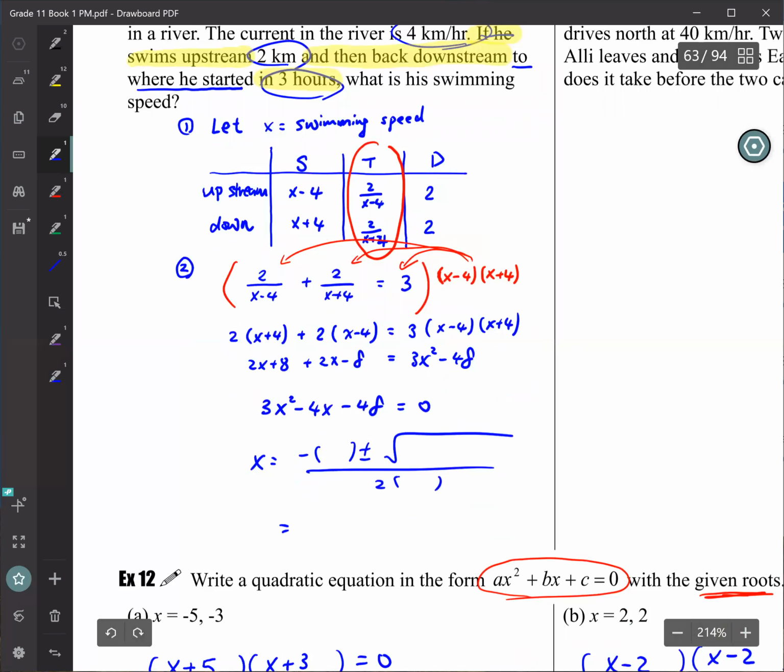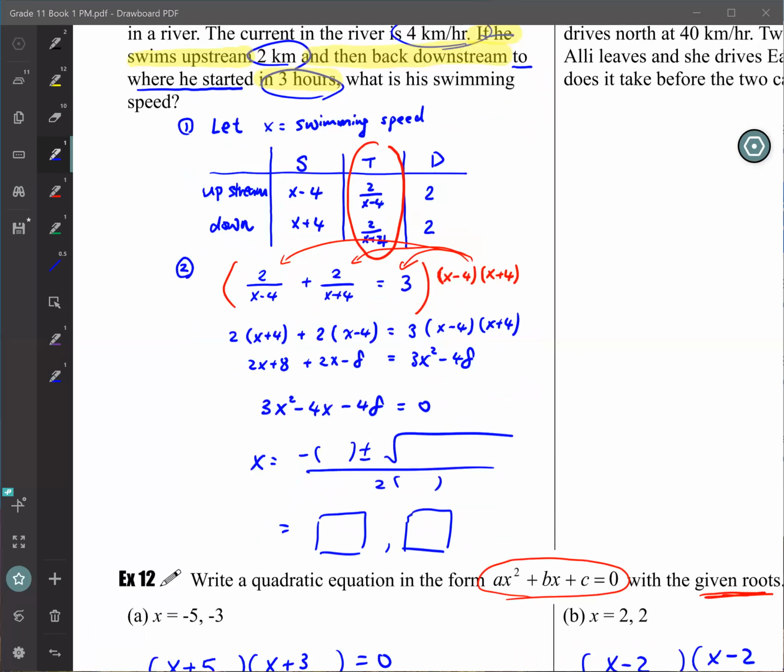Please find the two answers and raise your hand once you got the two answers from your calculator. There will be decimals, so please round it to the nearest tenth.